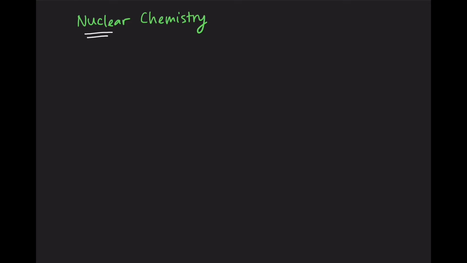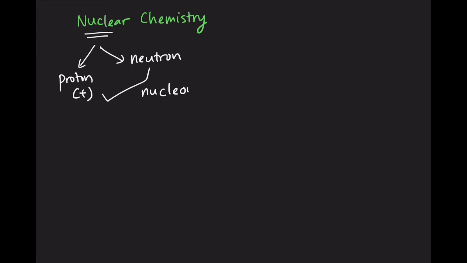As we have discussed in the previous chapters, the nucleus consists of two different particles: the proton, which is positively charged, and the neutron, which is neutral. Now, proton and neutron together we call the nucleons, or the members of the nucleus of an atom.